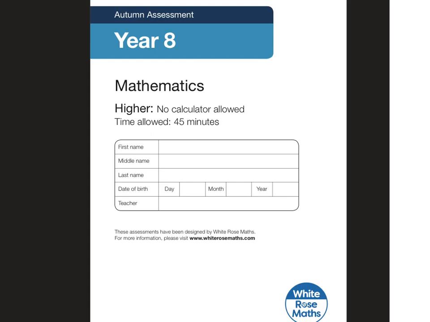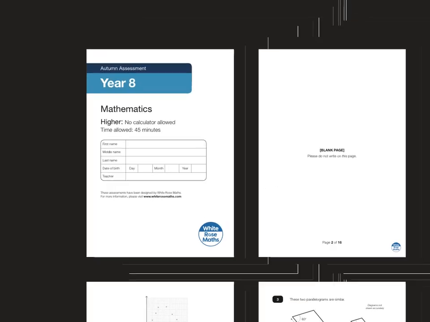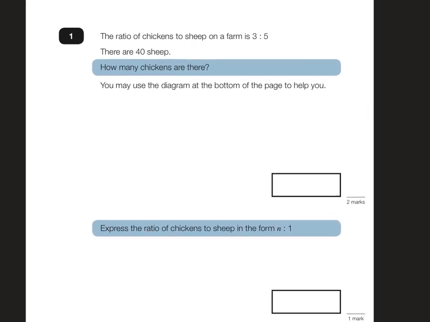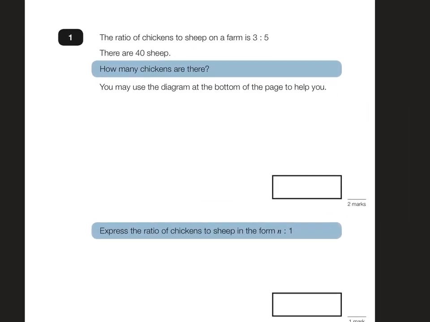This is the tutorial for the higher Year 8 paper. Question 1. The ratio of chickens to sheep on a farm is 3 to 5. There are 40 sheep. How many chickens are there?